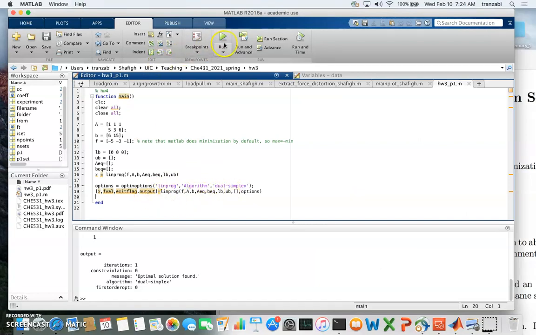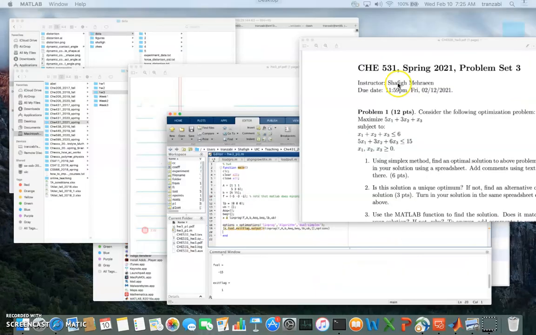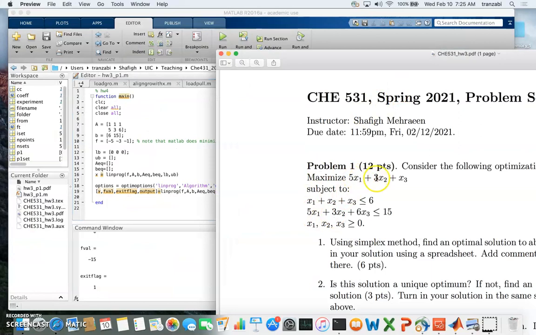You run it, and you get a solution. Let's say this is one solution. And you look at the function value itself, you see it's minus 15. Now, we minimized the function, so this is the minimum. That means, going back to the original problem, minus 5x1 minus 3x2 minus x3 is bigger than or equal to minus 15, because we minimized it. So this is the minimum.